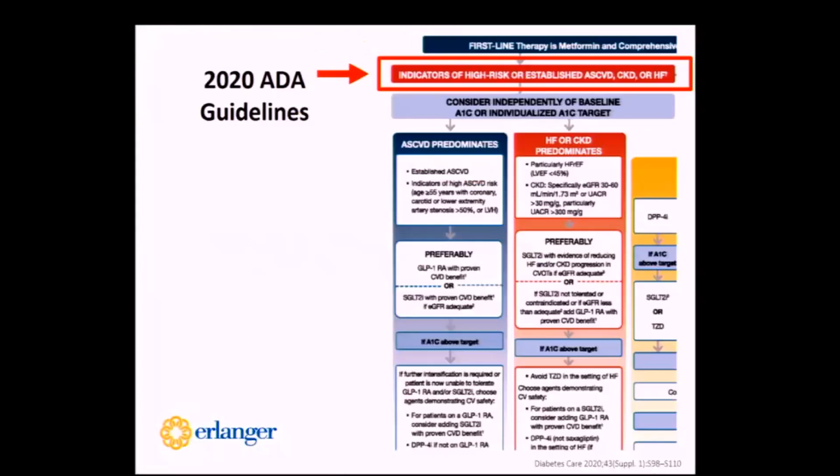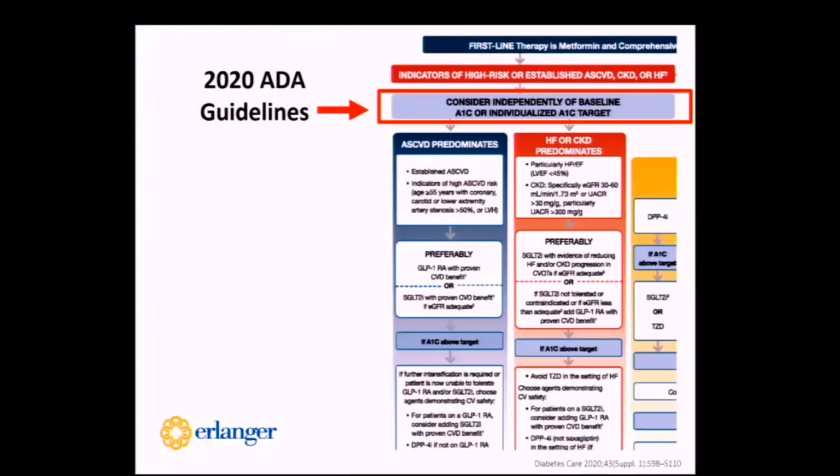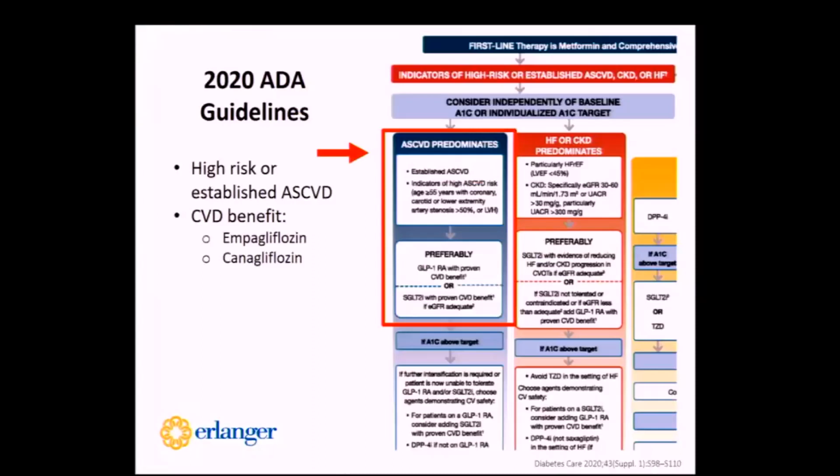However, the guidelines then go on to say that you should look at indicators of high risk or established ASCVD, CKD, or heart failure in your patients, and potentially consider a medication that has benefit in one of those disease states, regardless of what their A1C is at the time or what their A1C target is. So in these patients, if ASCVD predominates, or high risk for ASCVD, they would benefit either from a GLP-1 receptor agonist that has cardiovascular benefit or an SGLT2 inhibitor that has cardiovascular benefit.